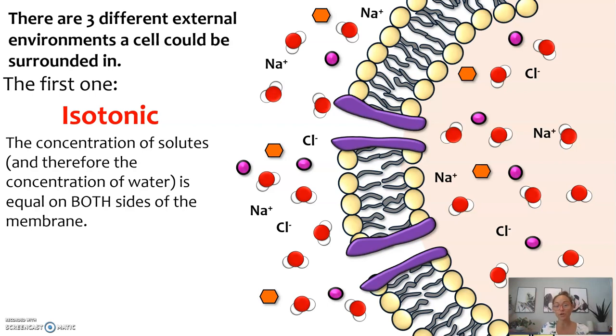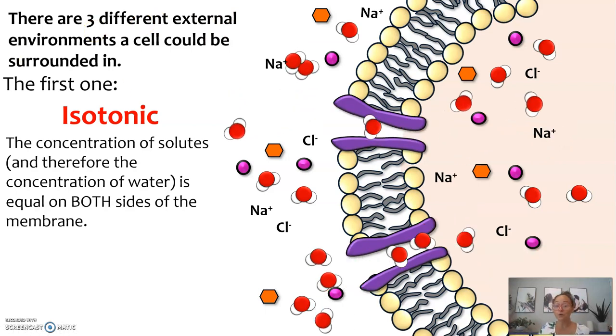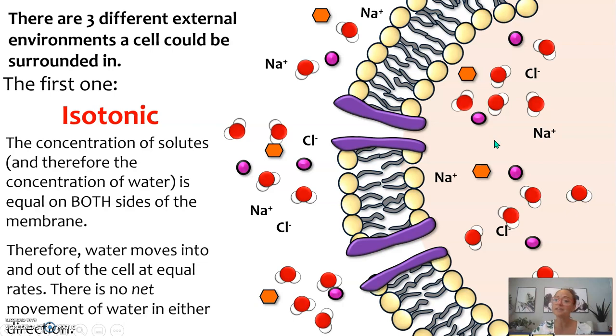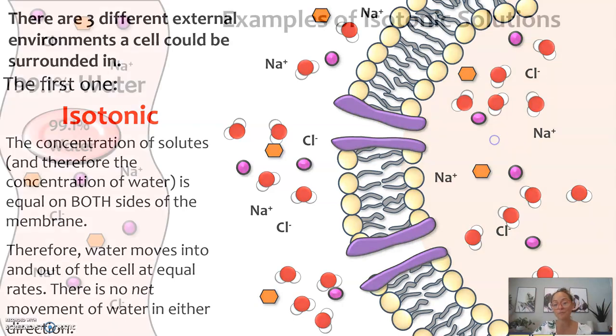But because molecules are constantly moving, the water doesn't just stay where it is. It actually is going to move into and out of the cell through aquaporins. But it really is going to be moving into and out of the cell at equal rates. It's kind of an equilibrium. We saw earlier in Unit 2 how molecules move from a high concentration to a low concentration, but here if they're equal, they're just moving at equal rates into and out of the cell. So there is no net movement of water.